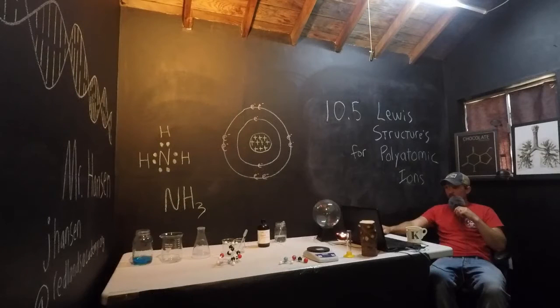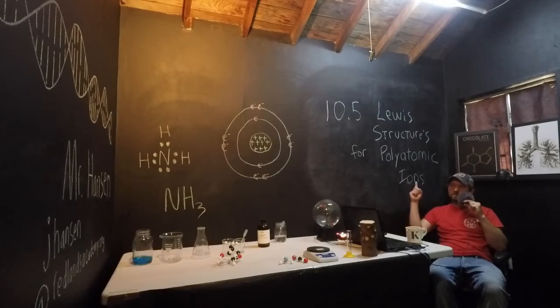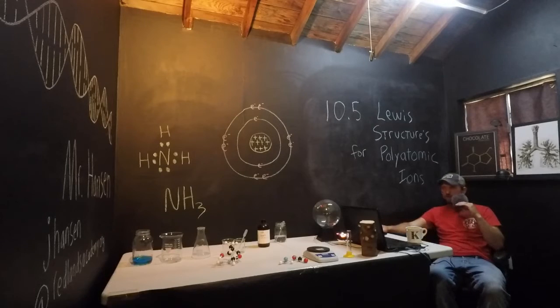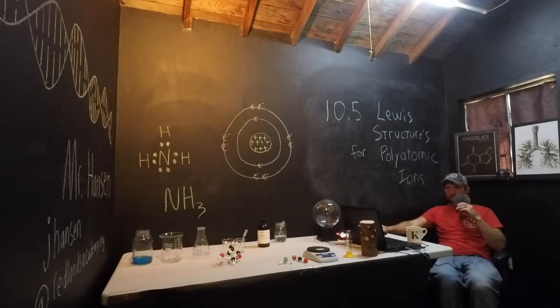All right, welcome back. In this video, we're just going to do a short video on how to write Lewis structures for polyatomic ions. Kind of left that out. I just wanted to focus on that all by itself in this video. And if you didn't watch the video for how to write Lewis structures on covalent compounds to begin with, you might want to watch that one first.